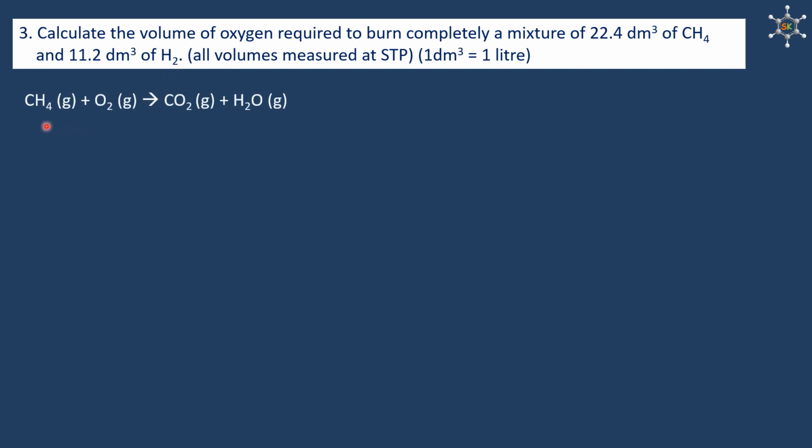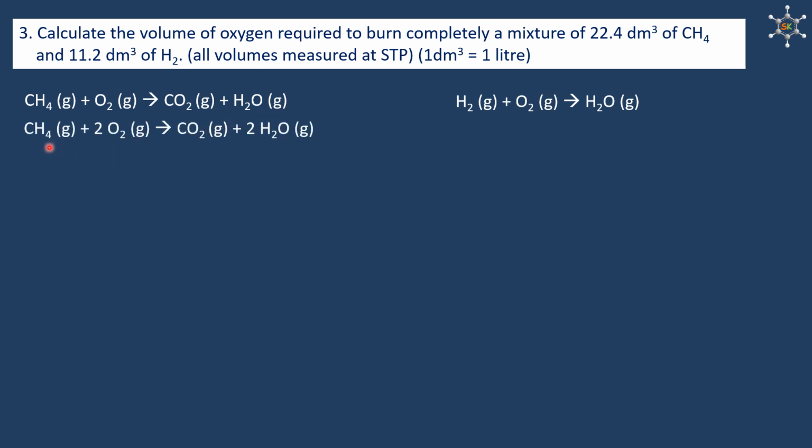Firstly, if methane reacts with oxygen, we will get carbon dioxide and water as the product. Observe, all reactants and products are in gaseous state. Another reaction is hydrogen reacting with oxygen. Only water comes out as the product in the vapor form. If we balance the first equation, we get 1 molecule of methane reacting with 2 molecules of oxygen, giving 1 molecule of carbon dioxide and 2 molecules of water. On the other side, 2 molecules of hydrogen react with 1 molecule of oxygen, giving 2 molecules of water vapor.